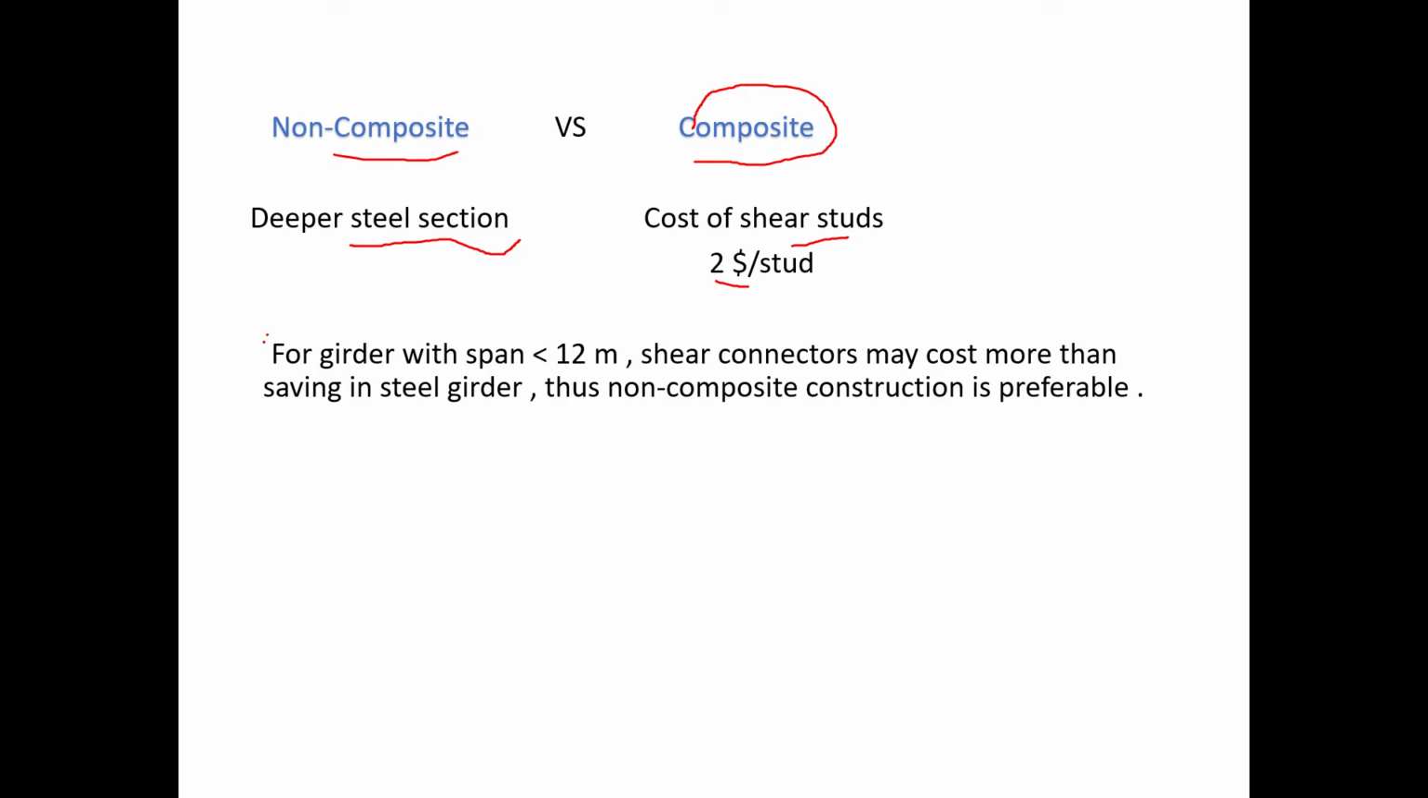But we have a note here: for a girder with a span less than 12 meters, shear connectors may cost more than the saving in steel girder. So non-composite construction is preferable. When we have a girder less than 12 meters, it's more practical, just to save money, to go to a non-composite system.